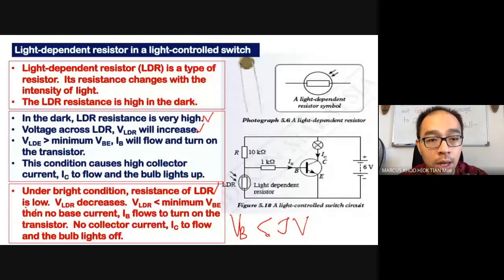Sorry, there is no base current flows to turn on the transistor. There is no base current. So transistor akan switch off. No collector current, bulb turn off. Okay? So dia macam, as I said lah, dia macam snowball effect.